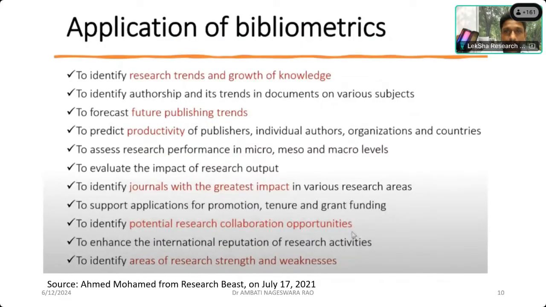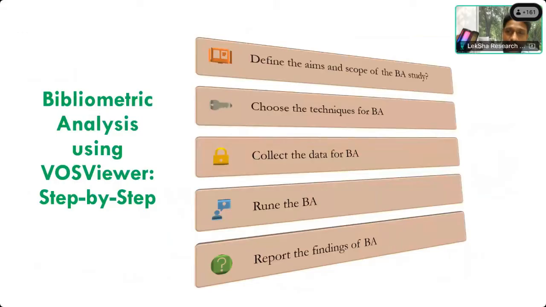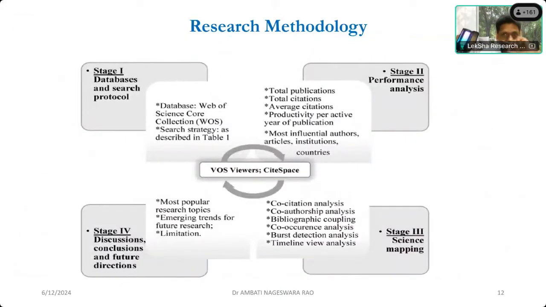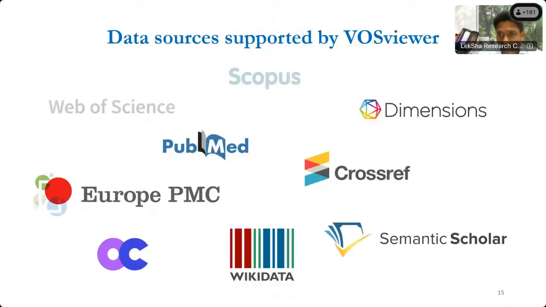Next, step number 3, collect the data for bibliometric analysis. Before that, you can see how one can write a research methodology section. As part of research methodology, we can have 4 stages. First one is database and search protocol. We have different kinds of databases, just like in a systematic literature review. Even for bibliometric analysis, one can use data sources such as Scopus, Web of Science, PubMed, Europe PMC, Dimensions, Crossref, Wikidata, and Semantic Scholar.